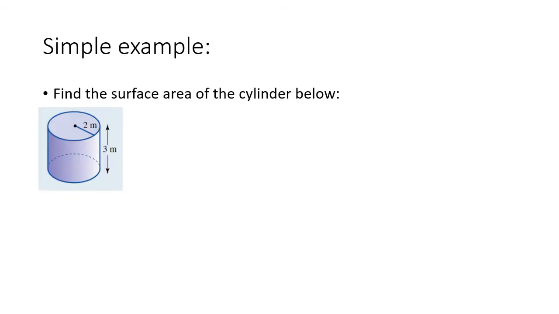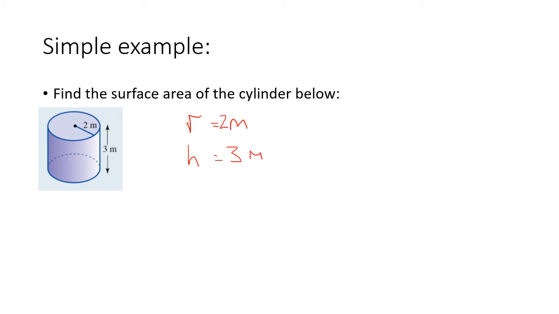So a simple example: find the surface area of the cylinder below. When you are looking at these questions, be careful with units, because they might be mixed and you need to use the same unit. It also depends a little bit on what the question asks. With this one here, we've got a radius of 2 meters, and a height of 3 meters. Now, if a question doesn't tell you the units that it wants the answer to be in, then follow the units that were in the question. So in this case, we're working in meters, so our area should be in meters squared.